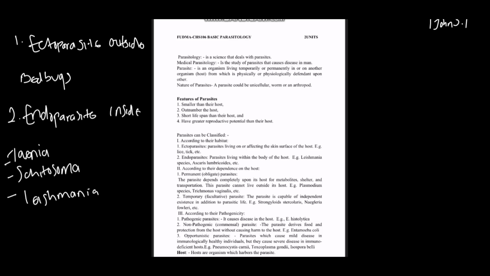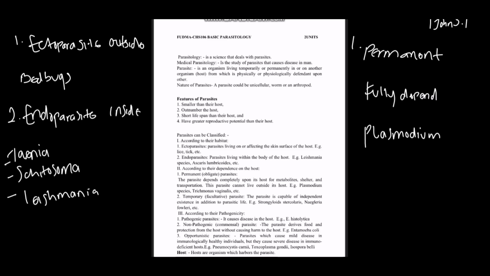Then we have classification of parasites based on their dependency, that is according to dependency on the host. That is where we have the permanent parasite and the temporal parasite. The permanent parasite is also called the obligate parasite. These are parasites that fully depend on their host for survival. That is, they cannot live outside their host.